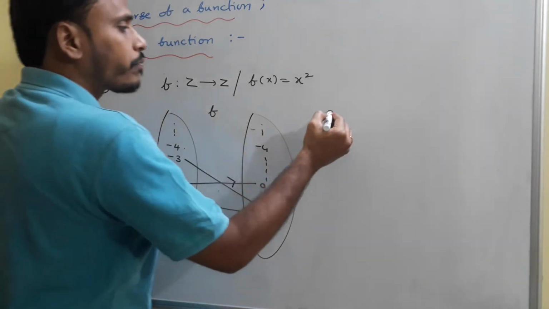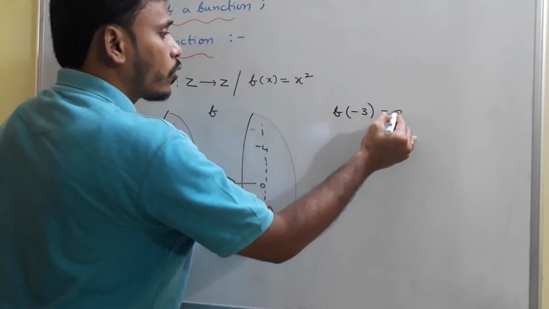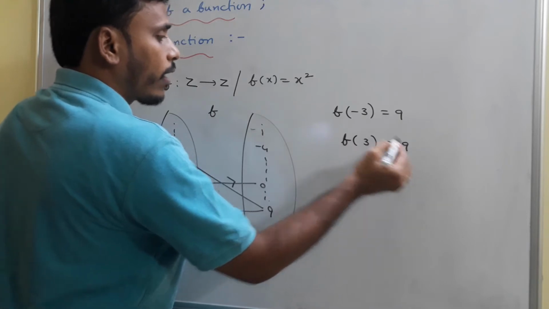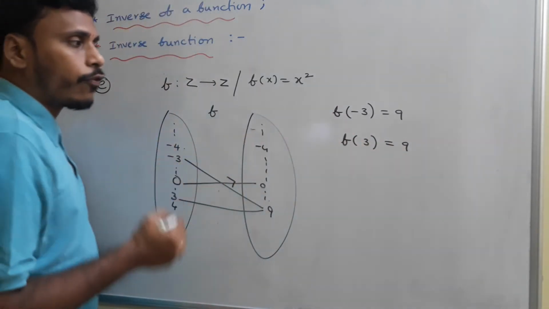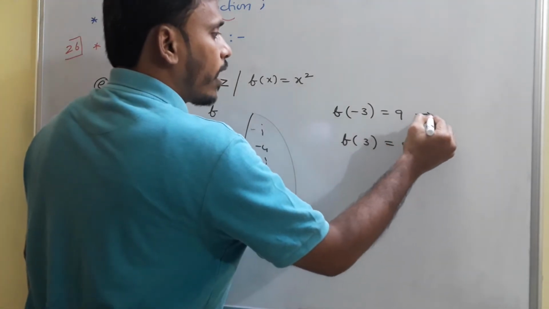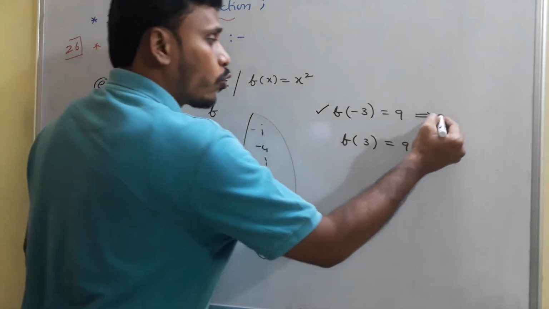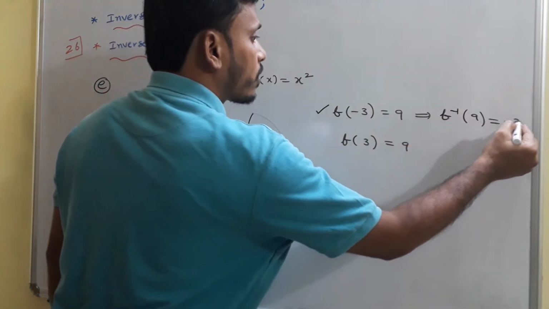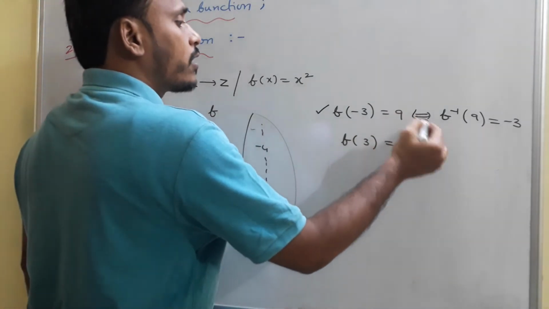Then from there, as a notation, we write that f of minus 3 is equal to 9 and f of 3 is equal to 9. Whenever you have f of minus 3 as 9, then as per the rule of the inverse, f inverse of 9 is equal to minus 3. We are able to write that f inverse of 9 is equal to minus 3.